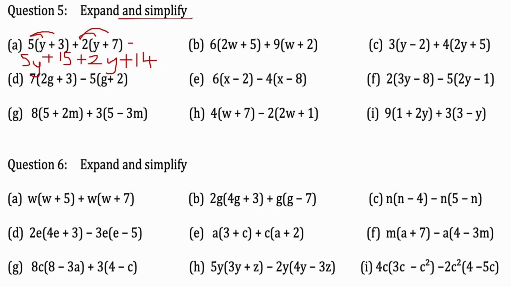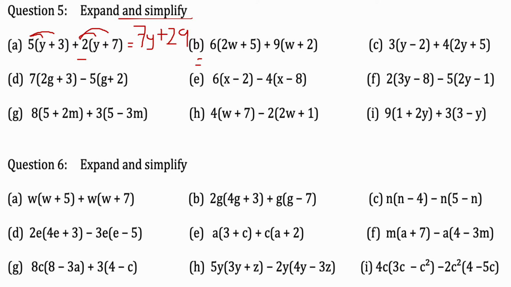I now need to simplify by collecting my like terms. So I collect all my y's together and all my constant coefficients together. So 5y plus 2y is 7y, and 14 plus 15 is plus 29, or again, I could have written it as 29 plus 7y. Either way is going to be fine. So you expand each bracket separately and then you collect your like terms.